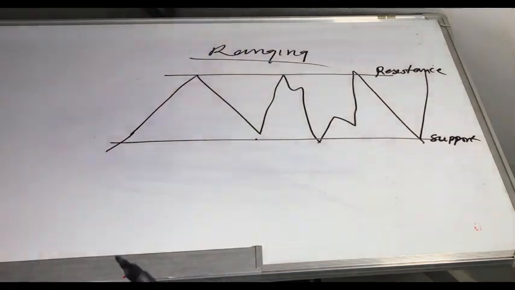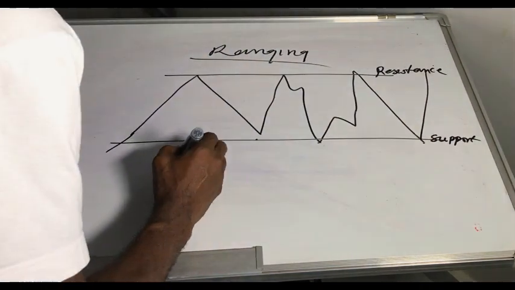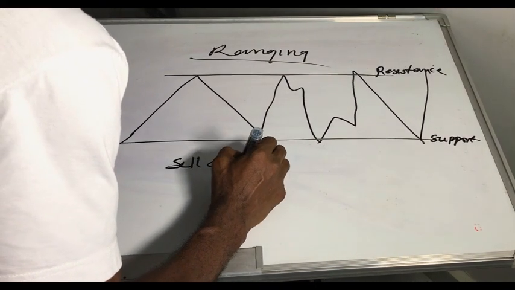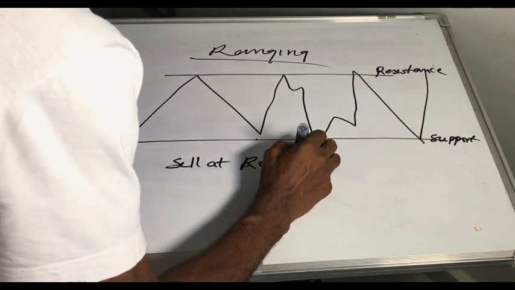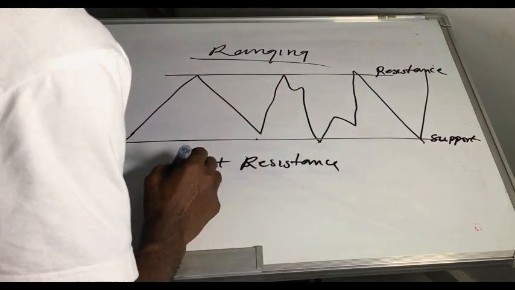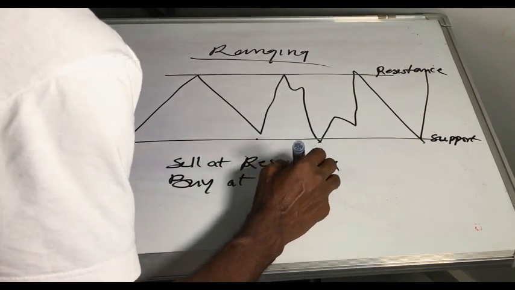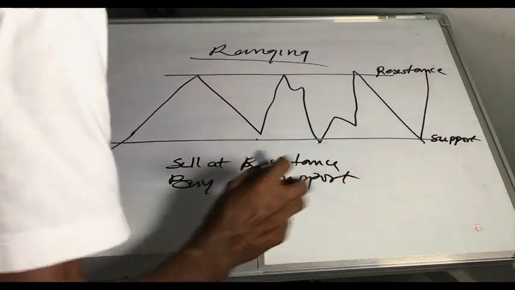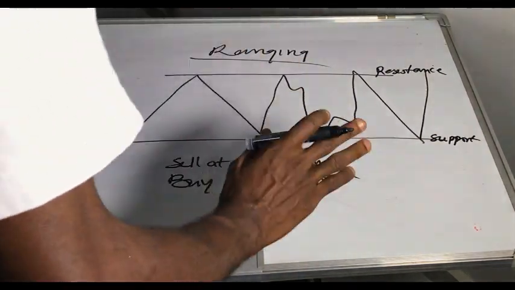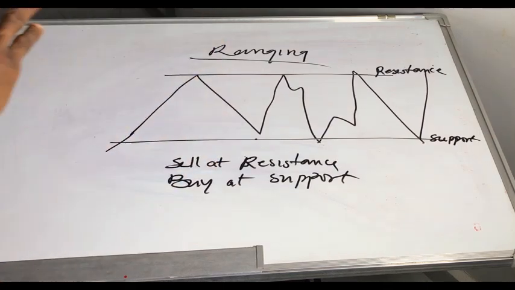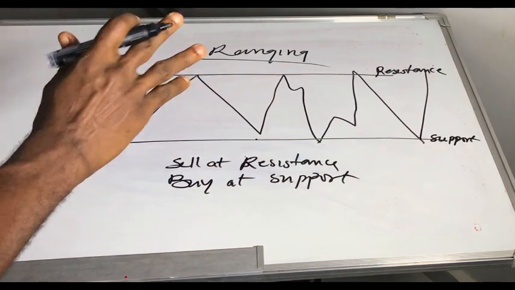So what do you do in a ranging market? In a ranging market, you sell at resistance, and then you buy at support. You sell at resistance, you buy at support. So these are the three tradable markets that you should always be looking out for.